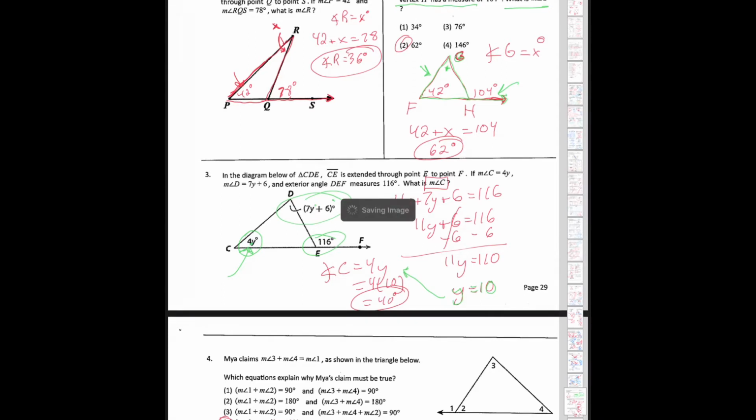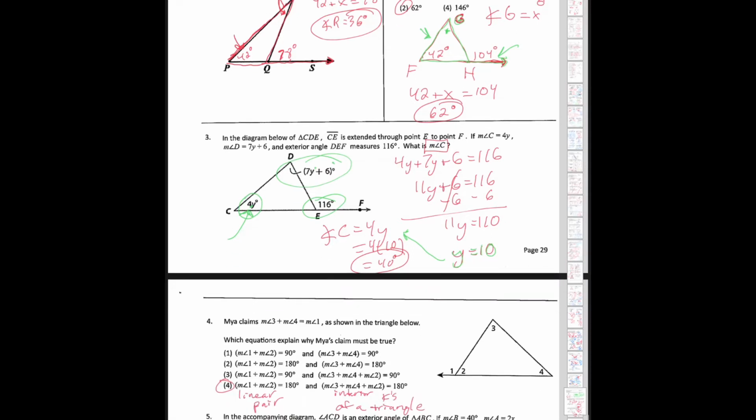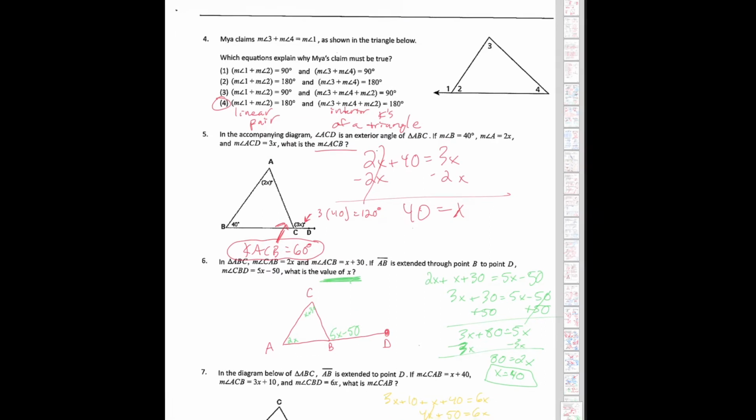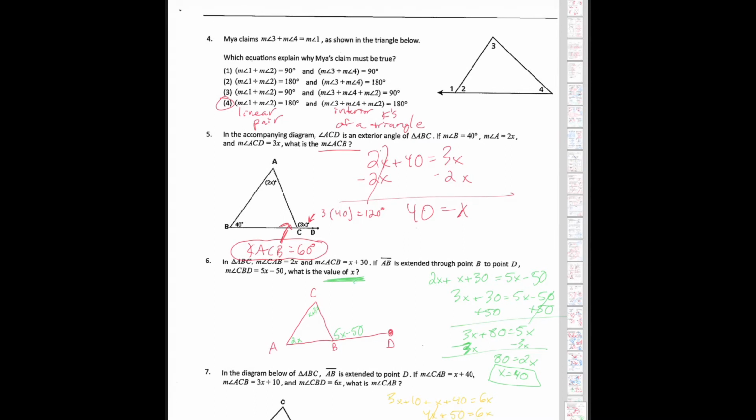For number 4, we have to check on the truth of a claim from a student. So Maya claims that angle 3 plus angle 4 equals angle 1, as shown in the triangle. Which equation explains why Maya's claim must be true? Let's first go right to our choice here. Our correct choice is angle 1 plus angle 2 equals 180. Yes, that's true. Those are two angles along a straight line. And then the other statement says angle 3 plus angle 4 plus angle 2 is also equal to 180, and that's true because those are internal angles of a triangle. So both those statements are in fact true.